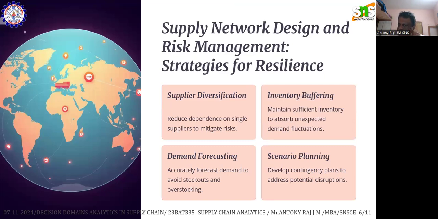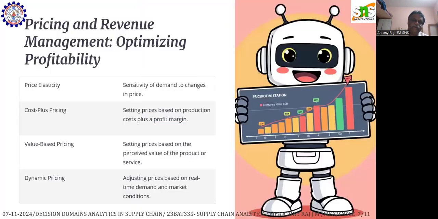Inventory buffering is very important because demand is definitely going to fluctuate. You want to maintain sufficient inventory to absorb unexpected demand fluctuations. Demand forecasting is one particular area where we focus on demand and avoid stockouts and overstocking. And scenario planning is where you develop contingency plans to address potential disruptions. That is a very important area in supply network design.